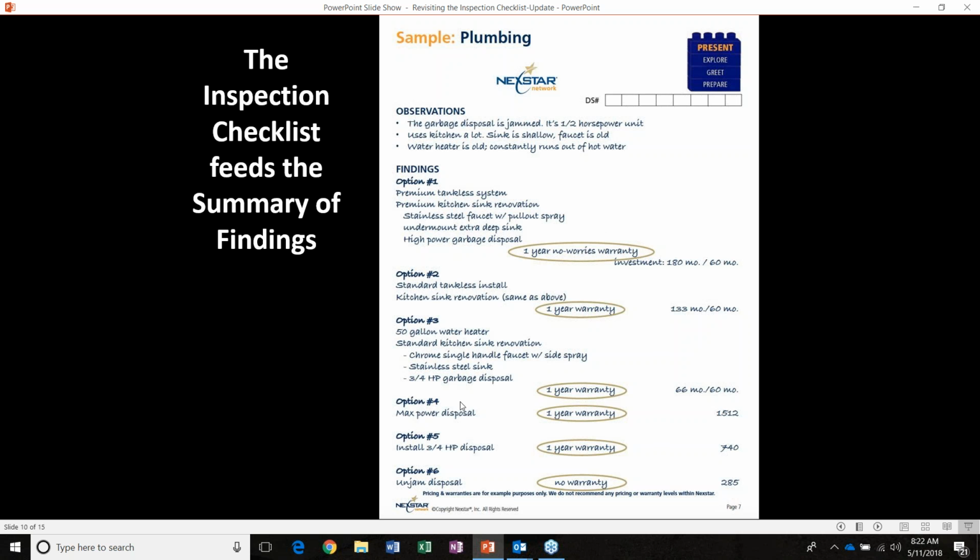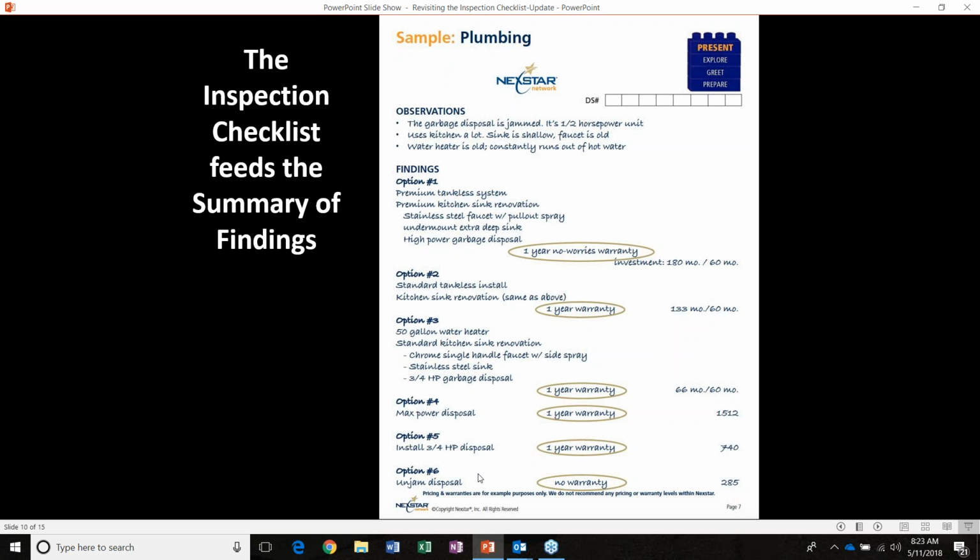And then we go down in offerings or choices until we get down to the very bottom, which is the immediate need today. What is the bare minimum I need to do to get you back on the road? Okay. Now, we typically don't want our customer to choose option 6. That's the lowest possible denominator on the bundle there. Unjam the disposal in this example.